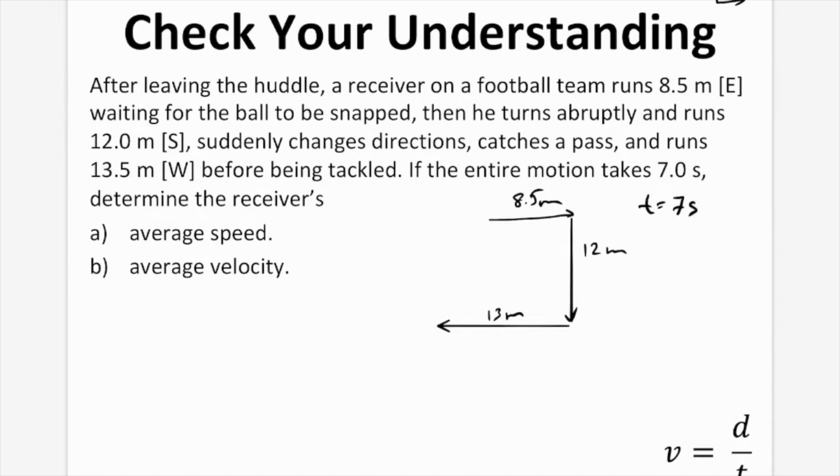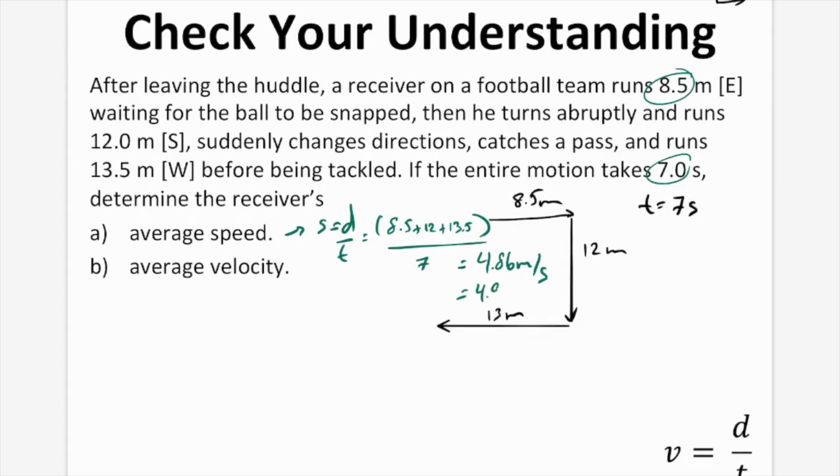So what is the average speed? Well, speed is simply distance over time. Distance is going to be 8.5 plus 12 plus 13.5 divided by 7. And that's going to equal 4.86 meters per second. No direction because speed is simply a scalar quantity. Now, how many sig digs do we need? Well, we need 2 sig digs, right? We have 2 there, 2 there. So your final answer for A should be 4.9 meters per second.